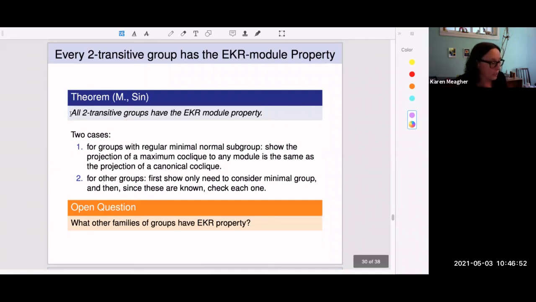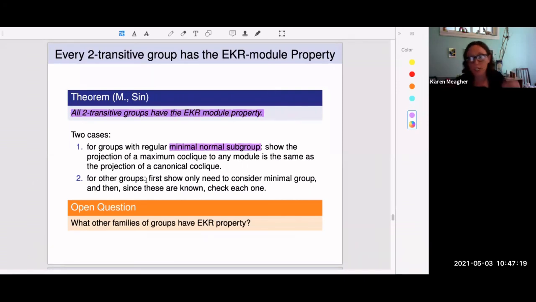But then Peterson and I got the result that I think is the right one: if you're two-transitive, then you have the module property. And we sort of did a similar proof. We divided the two-transitive groups into two piles. If you have a minimal normal subgroup, we were able to show that the projection of a maximum co-clique to any module is the same as the projection we'd get with the canonical ones. So we could look at the modules and force ourselves into the right module.